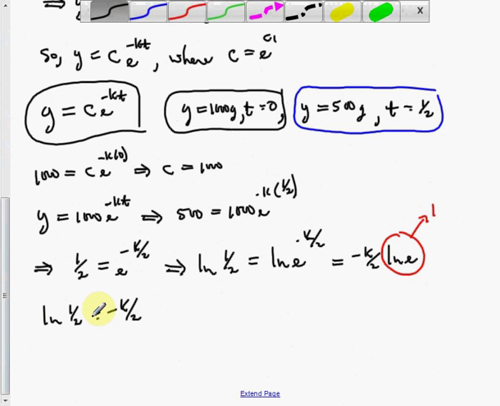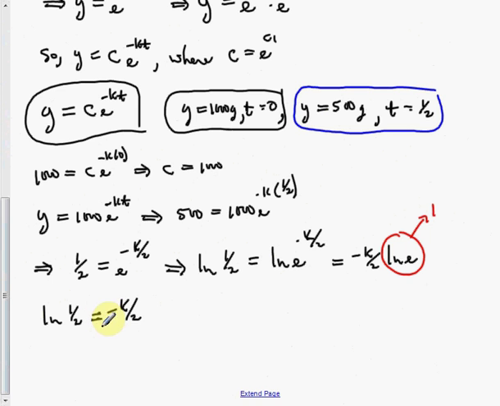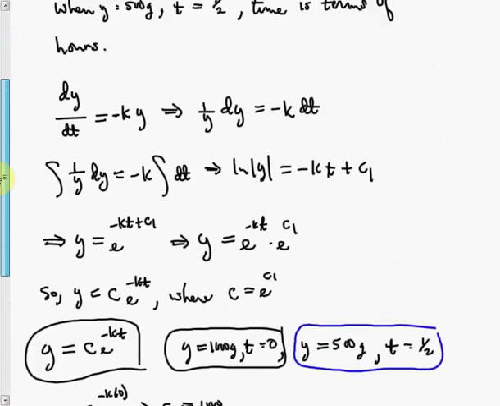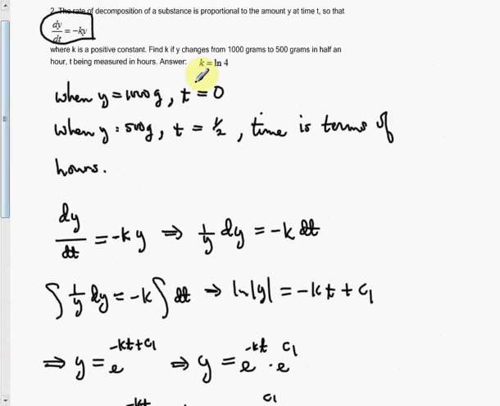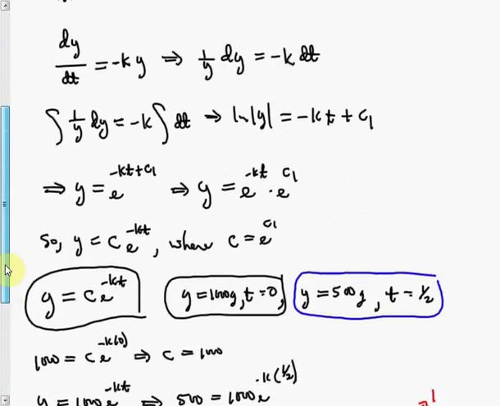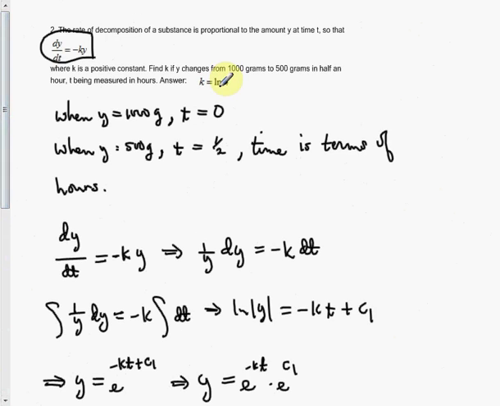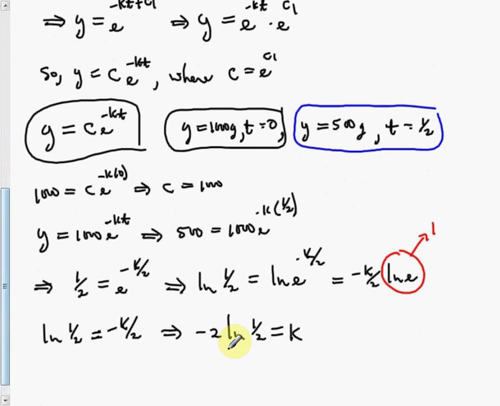So solving for k, just multiply both sides by negative 2. So negative 2 times the natural log of 1/2 is equal to k. Let's see what the question there was, to solve for k. Is the natural log of 4 my answer? Is that the same as negative 2 times the natural log of 1/2? Is that the same thing?